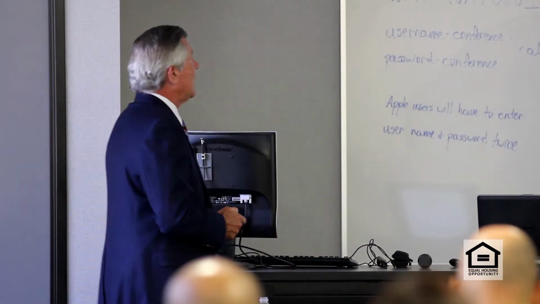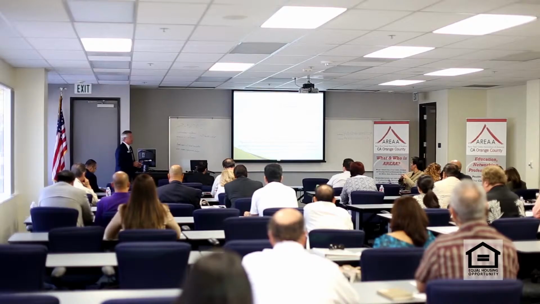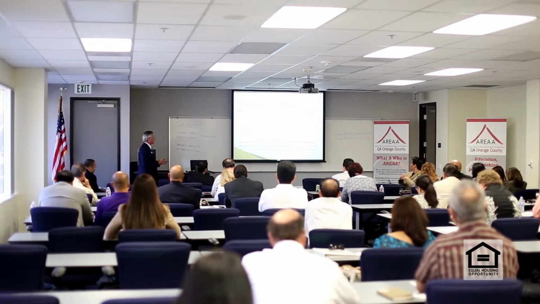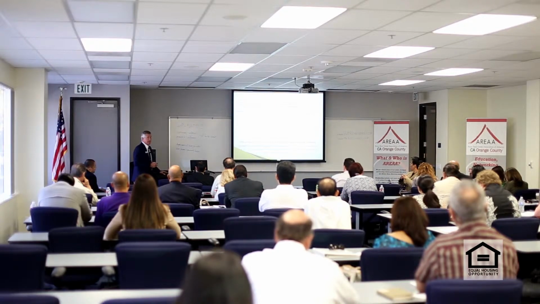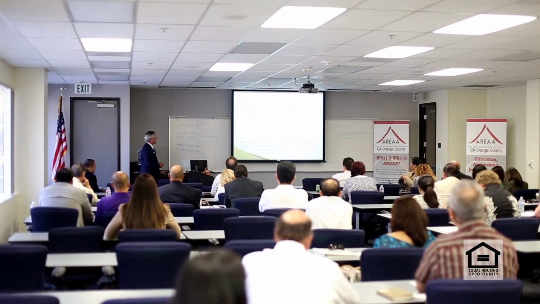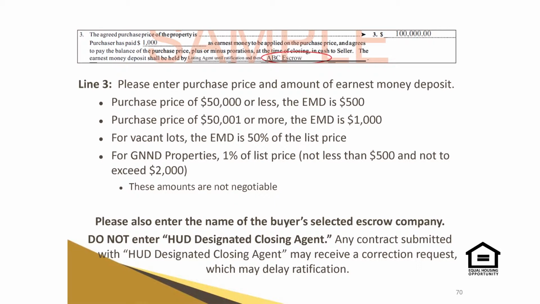Enter the purchase price on line 3, the earnest money deposit. In our area, it's going to be $1,000, provided the price is $50,000 or more. If it's a vacant lot, we do need a 50% earnest money deposit. For good neighbor next door properties, they're rare, but they are out there on occasion. The deposit's a little different. It's 1% of the list price, not less than $500, and not to exceed $2,000. These amounts are non-negotiable.